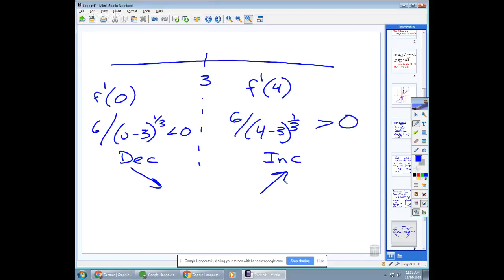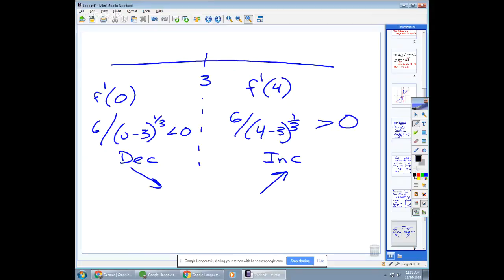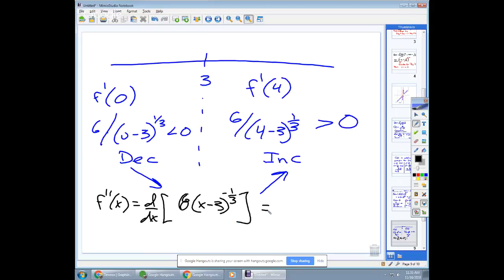Next, second derivative. I ran out of room there, so we'll have to do it over here. For the second derivative, f double prime of x, I want to take the derivative with respect to x of the first derivative, which is 6 times, let's do the times version, x minus 3 to the power -1/3. It's an easier one to take the derivative of. So that's going to give me 6 times -1/3. Subtract 1 gives me -4/3, I think.